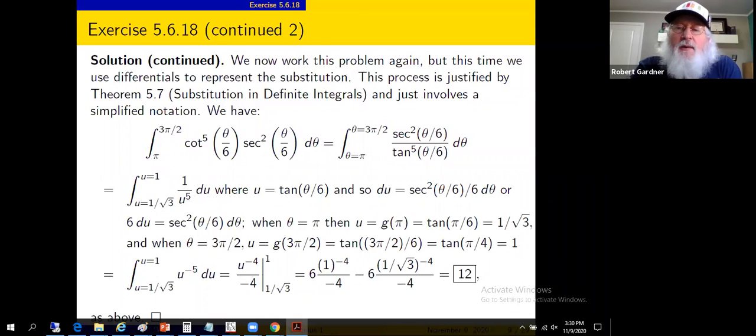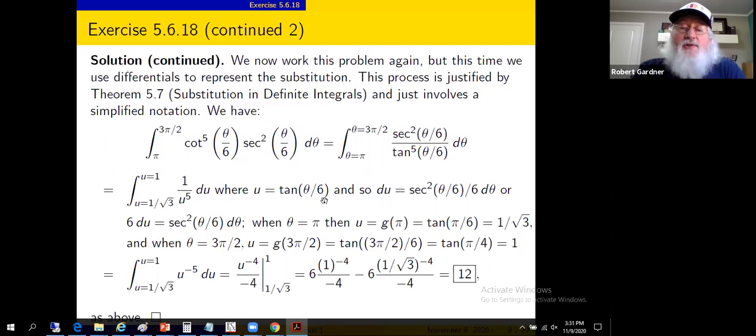Let's do it without such direct appeal to theorem 5.7. Let's do the u substitution with the differentials. So we're shifting gears here. Same problem, really the same computations, but a kind of streamlined notation. Okay, so here's what we started with. We had rewritten it like this.